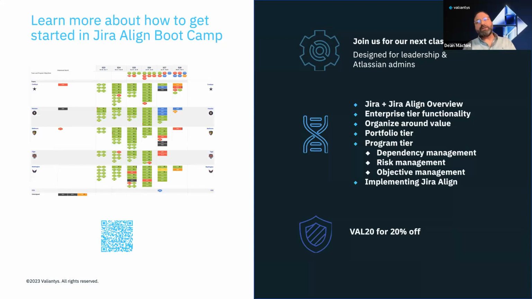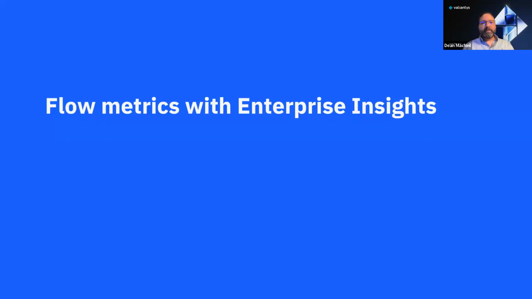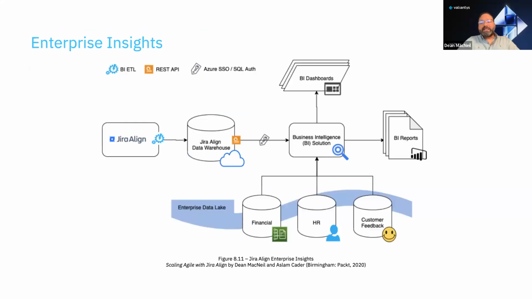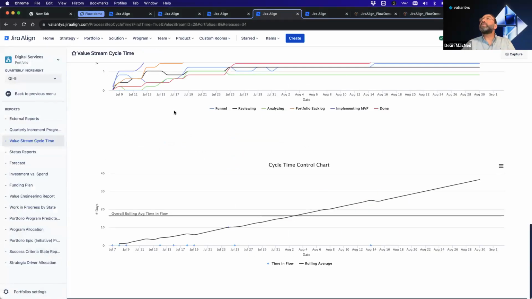And now on to Enterprise Insights. Enterprise Insights is a data warehouse built on the Azure platform that receives data from Jira Align via an ETL process. Connect to Enterprise Insights from your existing BI solution to create visualizations of data from Jira Align and other sources in your enterprise data lake to support real-time decision-making. The opportunities are endless. So let's have a look.